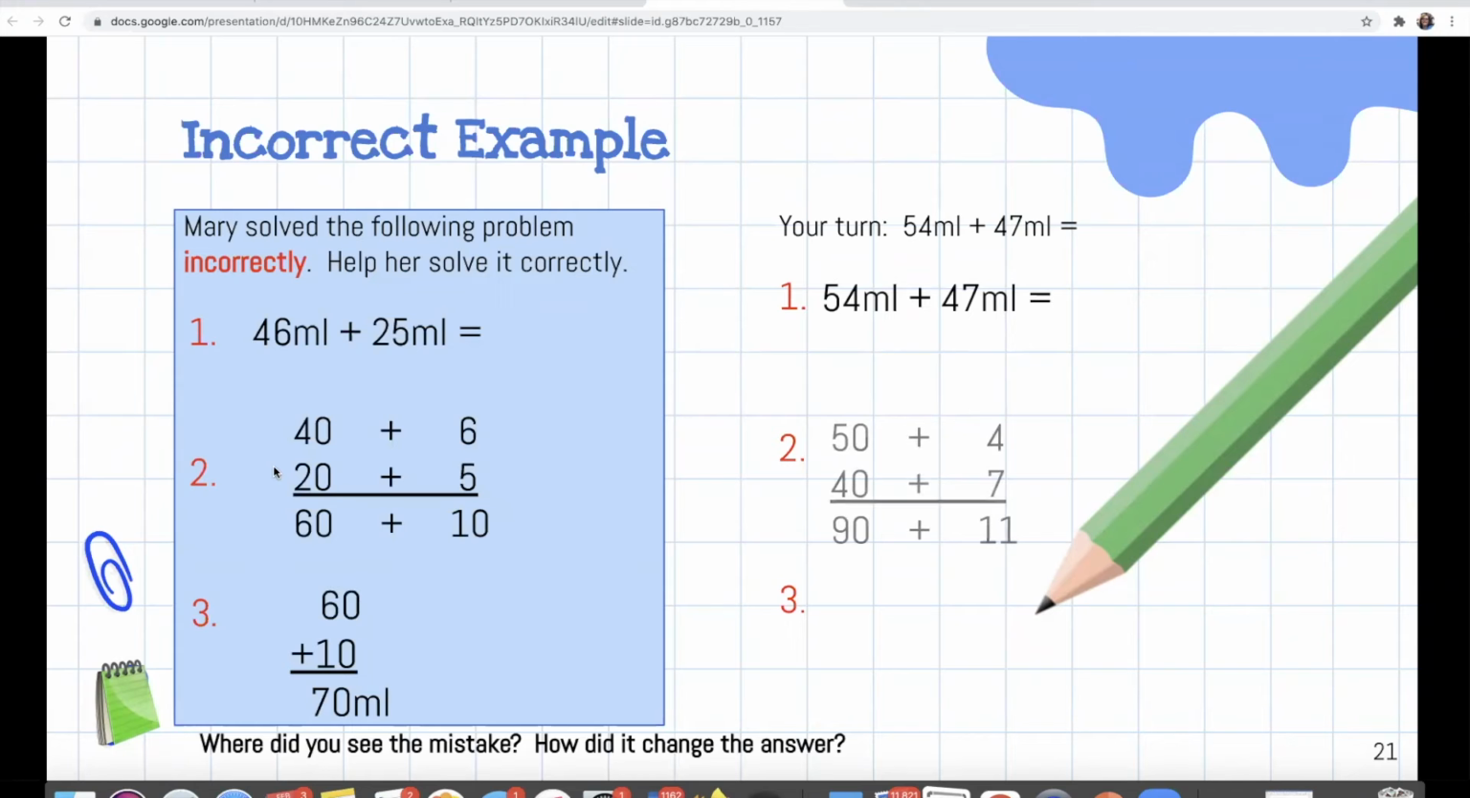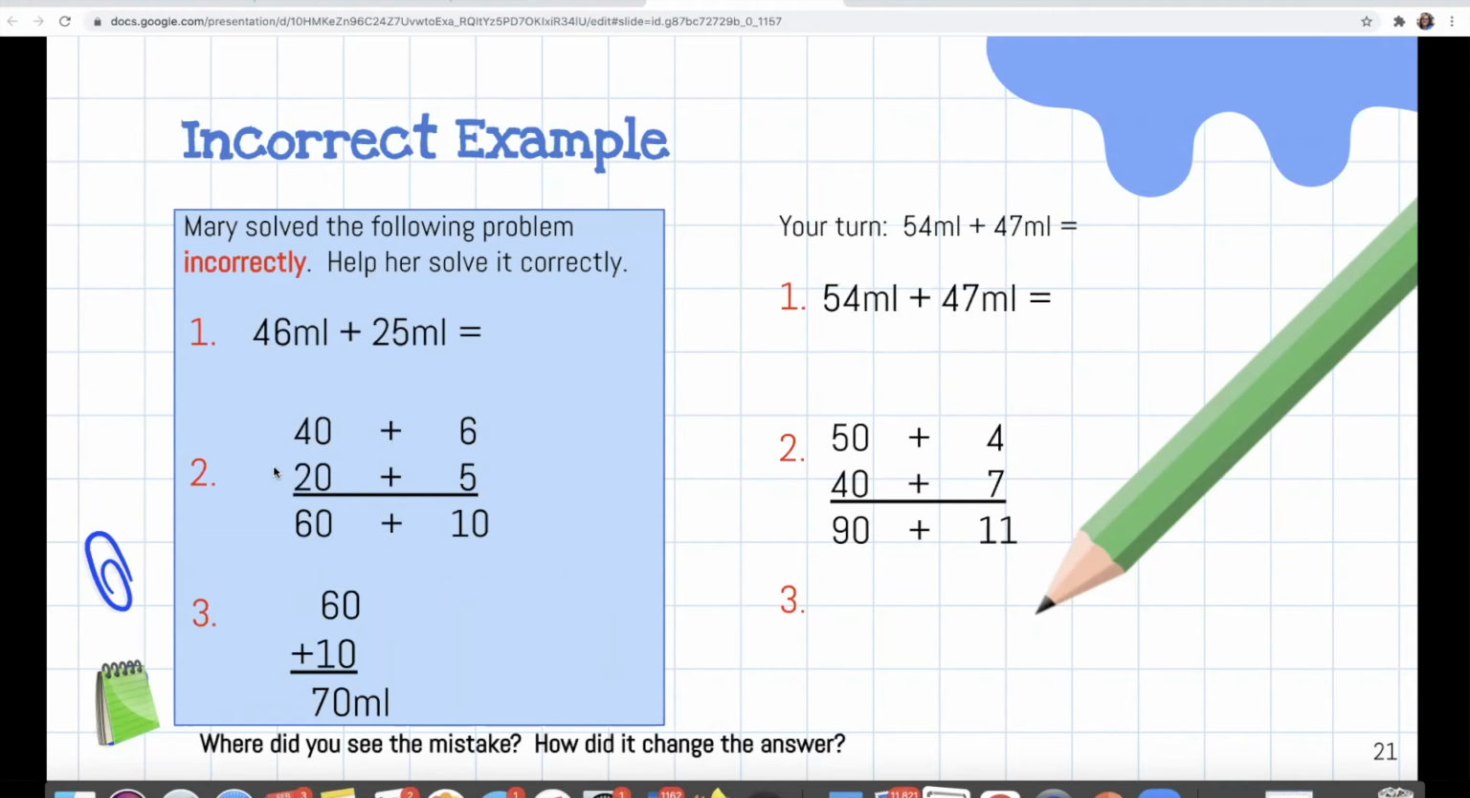And then they would talk about that. Where do you see the mistake and how did it change the answer? That's the question down here. Where do you see the mistake? How does it change the answer? And so we would talk about at this point, this should have been an 11. If I go down here and I correct it at the bottom, and that becomes 60 plus 11, and then I have 71, they can talk about that.